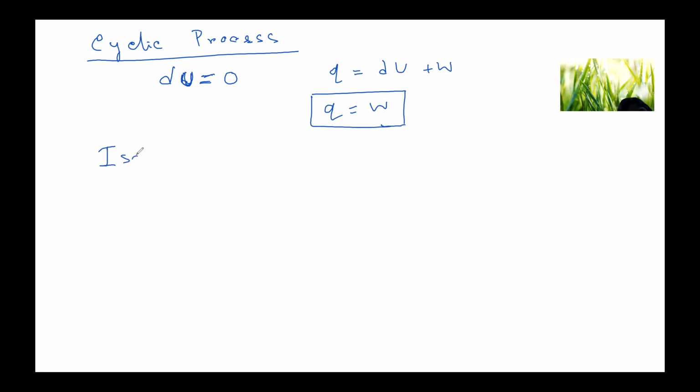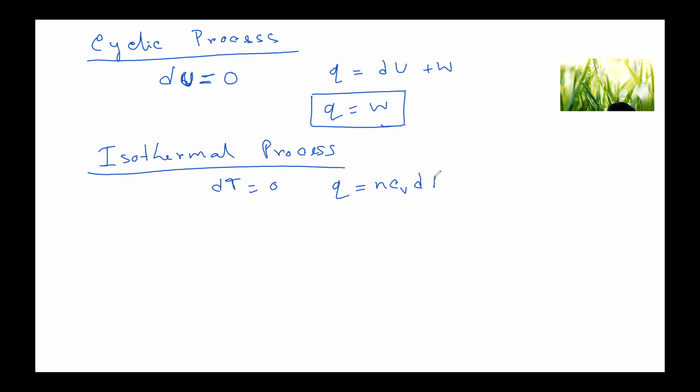And next, for an isothermal process, what will be the mathematical interpretation of the first law? If you remember, for an isothermal process the temperature is constant. That means dT equals 0, because temperature is constant. So in this case, we already know that Q equals nCv dT plus W. This is the first law. So what is nCv dT? This is the expression for dU.